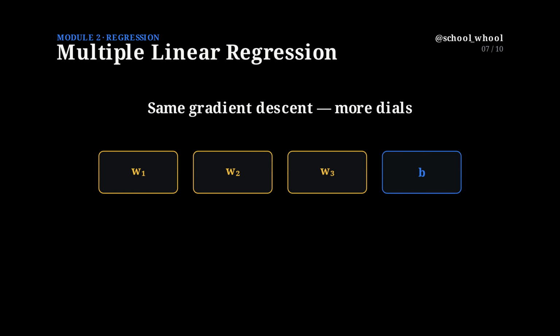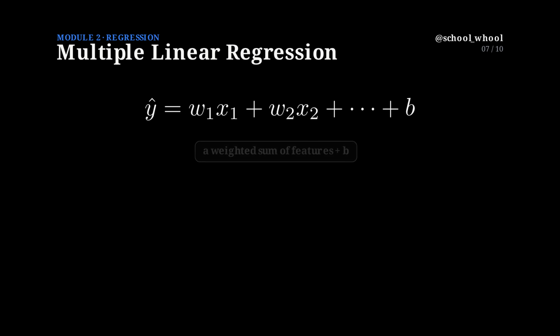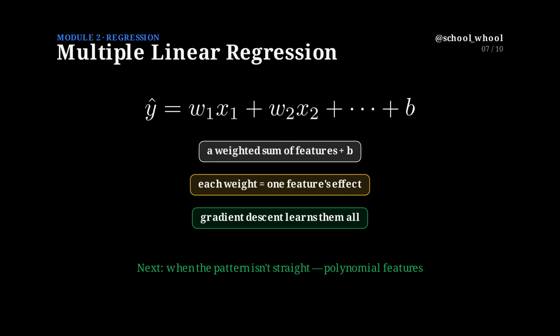The very same gradient descent simply turns more dials at once, one weight per feature, rolling downhill on the loss until they all fit. So, multiple linear regression is just a weighted sum of features, plus B. Each weight measures one feature's effect, and gradient descent learns them all together.